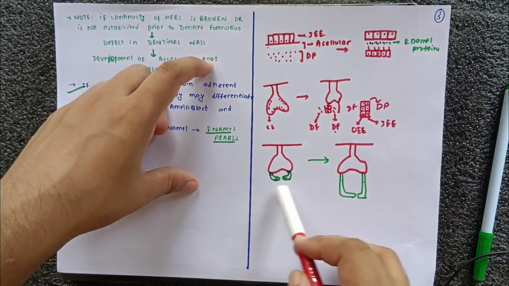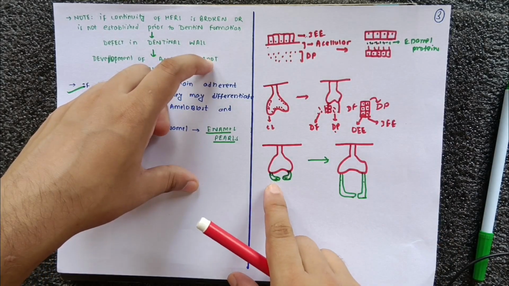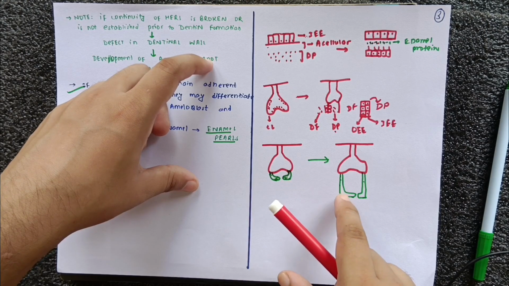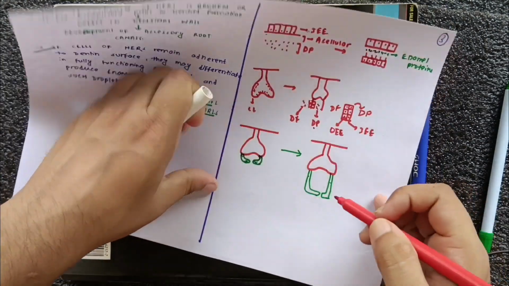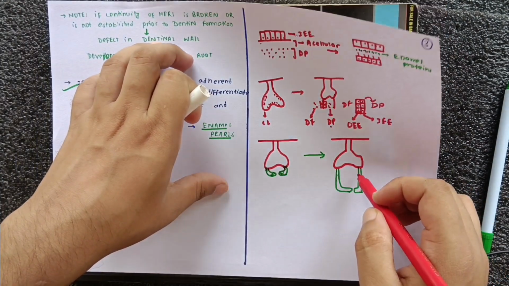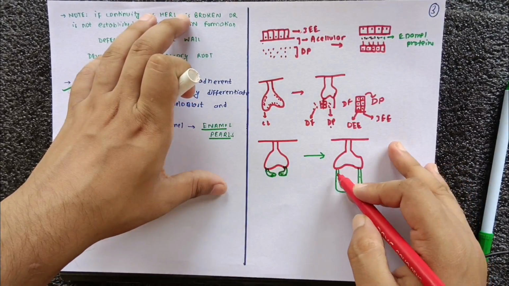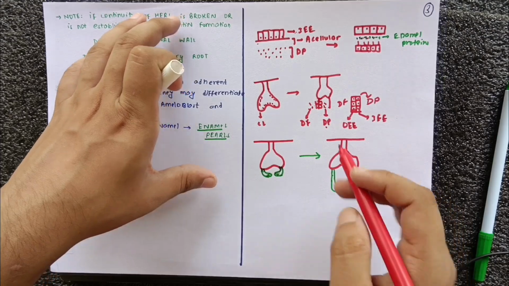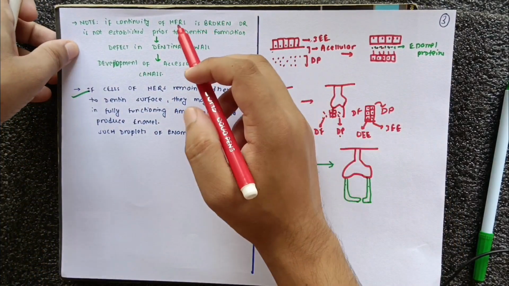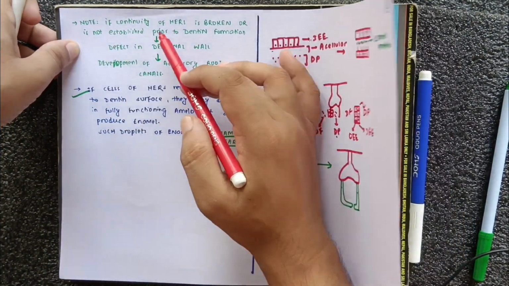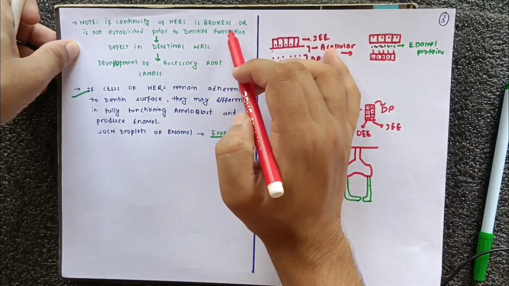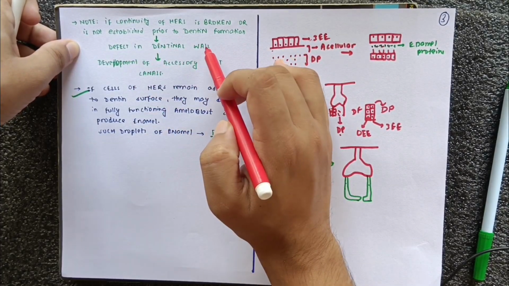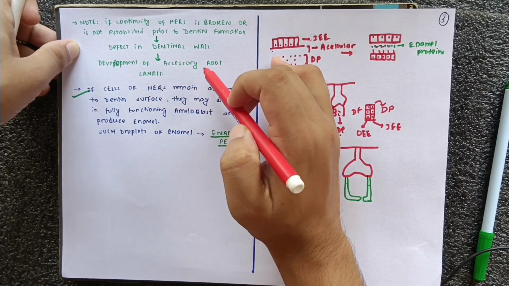The same thing I have shown here in the schematic diagram. The first thing formed is the epithelial diaphragm, and after that the extension happens in the direction proximal to the epithelial diaphragm, and there is a formation of the Hertwig epithelial root sheath. Now, as I have written, if the continuity of the Hertwig epithelial root sheath is broken or not established prior to dentine formation, there is a defect in the dentinal wall, and then there is the development of the accessory root canal.